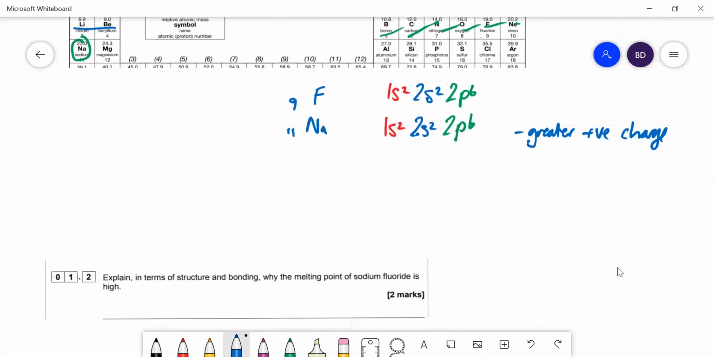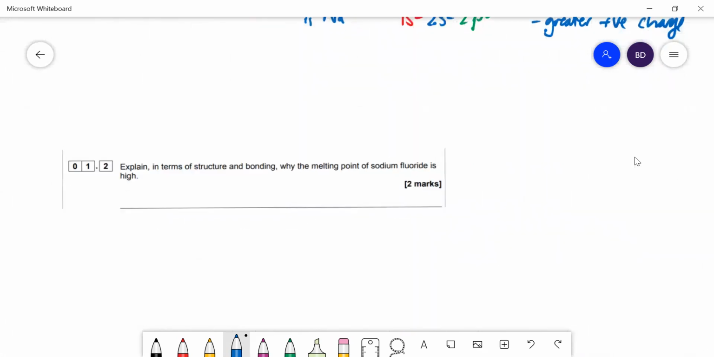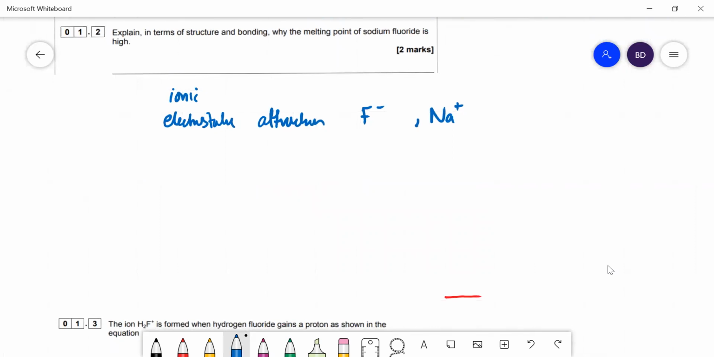Next question. Explain in terms of structure and bonding, so 2 marks, why the melting point of sodium fluoride is high. Well, you obviously need to say that it is an ionic compound, and there are strong electrostatic attractions between the negative fluoride ion and the positive sodium ion. I think that will give you the 2 marks there. All ionic solids have high melting points.